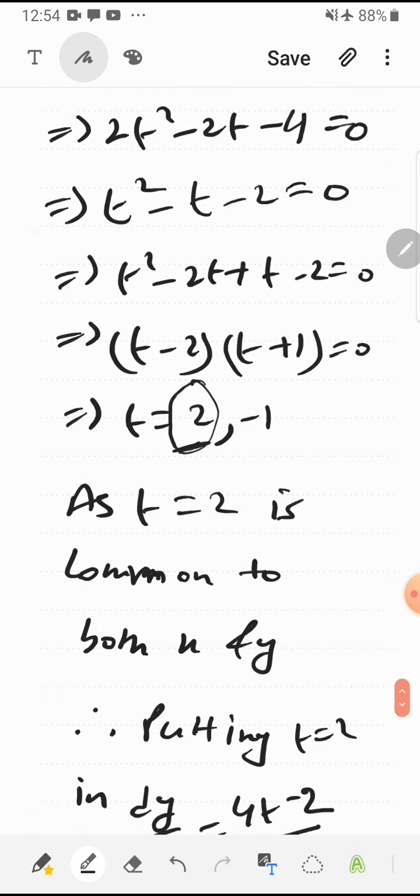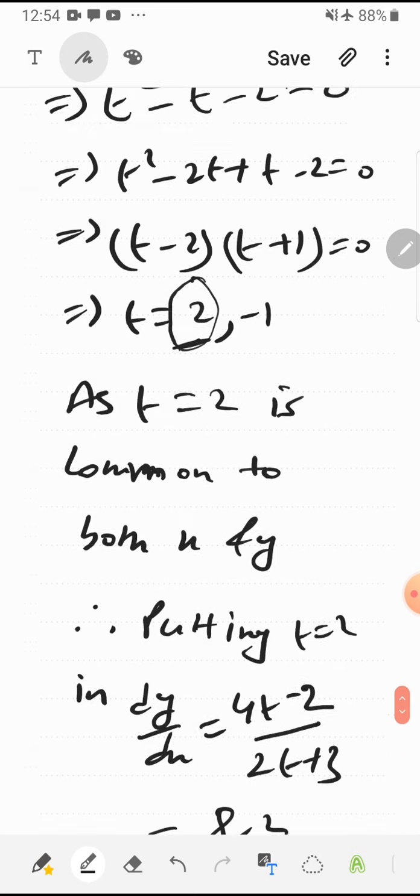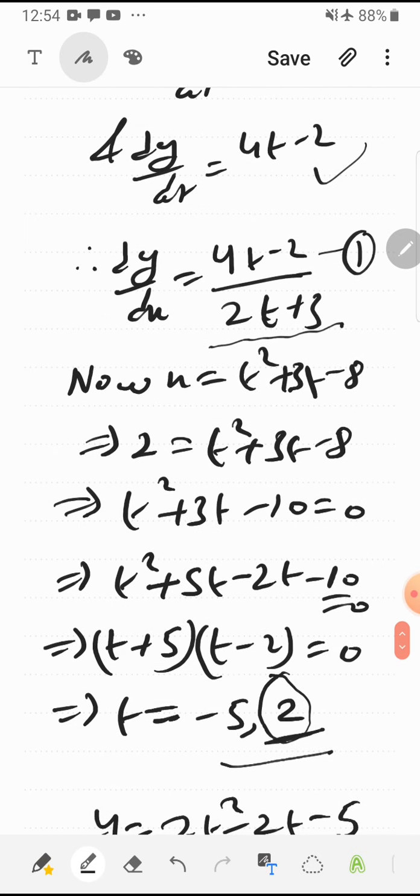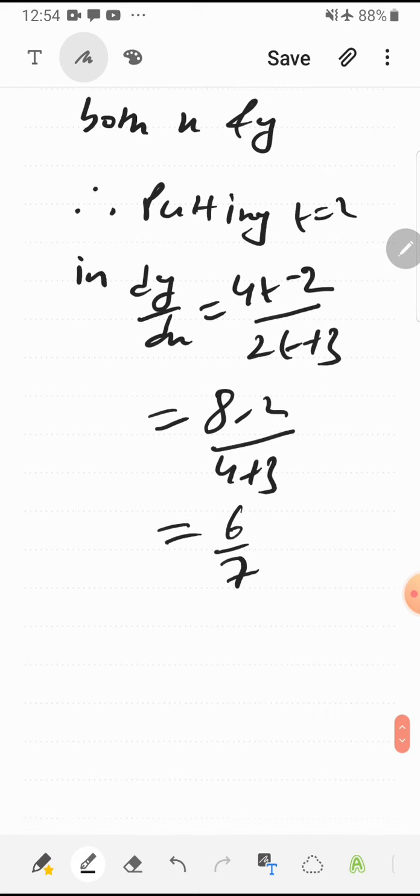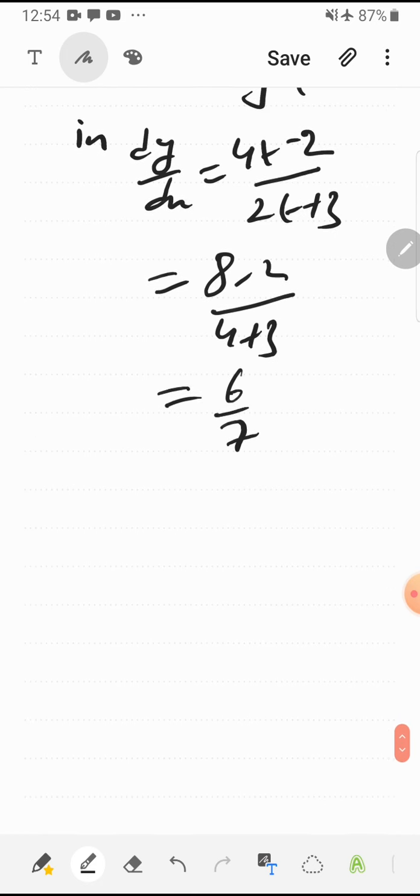So as t equals 2 is common to both x and y, putting t equals 2 in dy by dx, that is in equation number 1, we get 4 into 2 minus 2, which is 8 minus 2, which is 6, and 2 into 2 plus 3, which is 4 plus 3, 7. So 6 by 7 is the required slope.